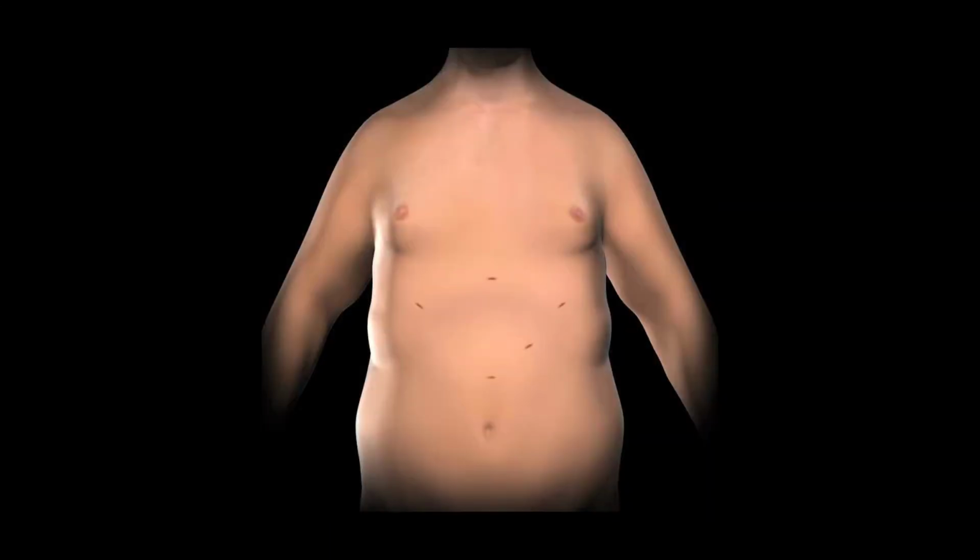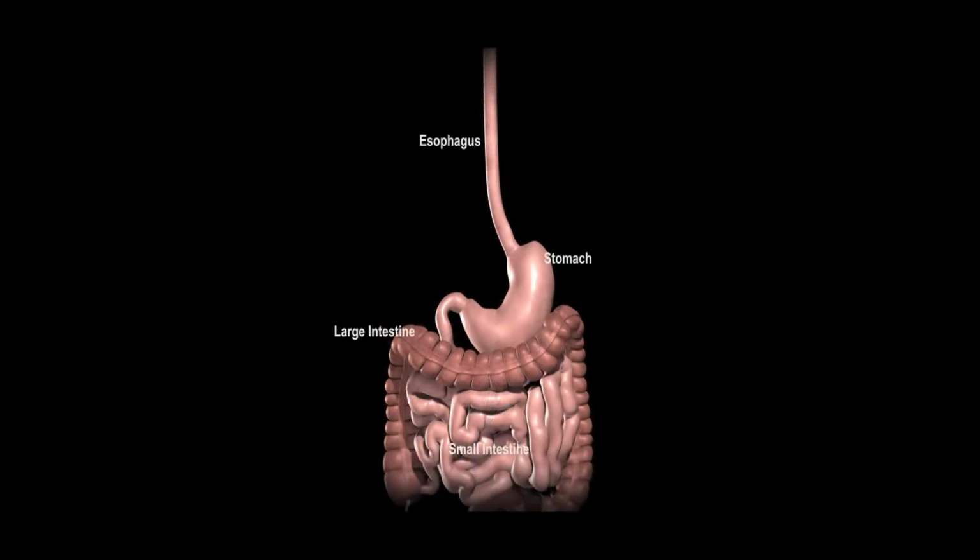To gain access to the abdominal cavity, small incisions are created on the abdomen. Trocars, which serve as passageways for the surgical instruments, are placed into the incisions. The surgeon examines the abdominal cavity using a laparoscope or video camera.